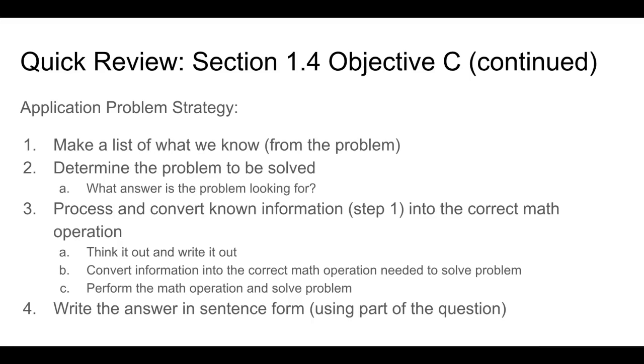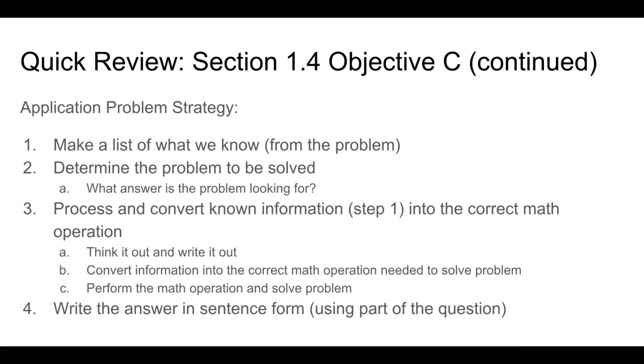The third thing is to process and convert the known information from step 1 into the correct math operation that you're going to use to solve the problem. Within that are 3 sub-steps. 3A, you're going to think it out and write it out. B, you're going to convert the information into the correct math operation needed to solve the problem. And C, you're going to perform the math operation and solve the problem.